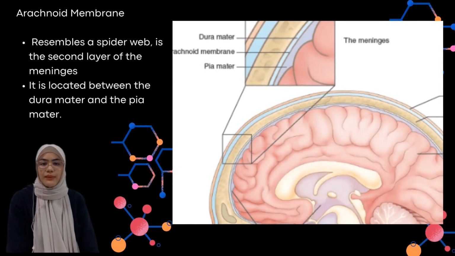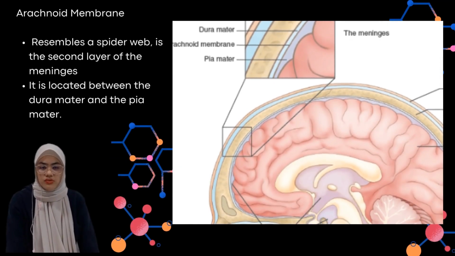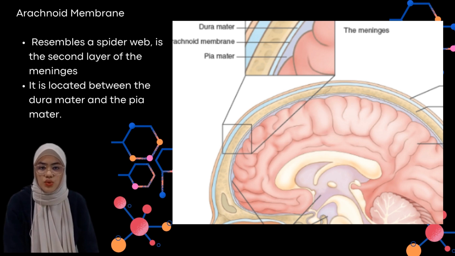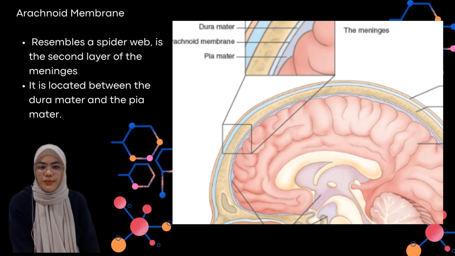Next is the arachnoid membrane. The arachnoid membrane, which resembles a spider web, is the second layer of the meninges and is located between the dura mater and the pia mater. Arachnoid means having to do with spiders. The arachnoid membrane is loosely attached to the other meninges to allow space for fluids to flow between the layers. The subarachnoid space, which is located below the arachnoid membrane and above the pia mater, contains cerebrospinal fluid.